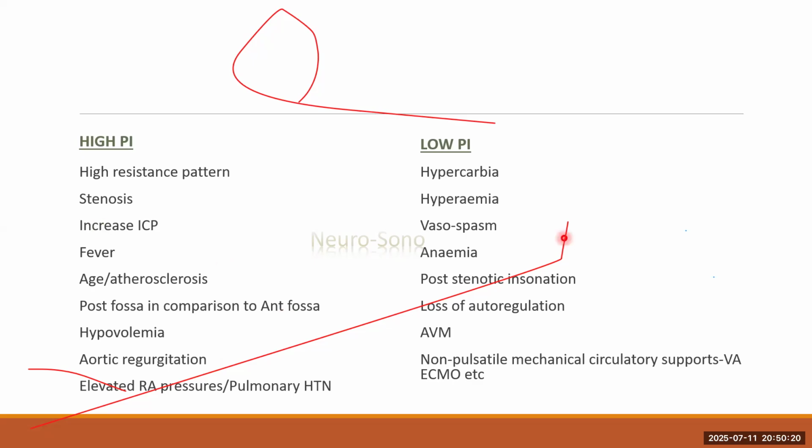Low pulsatility index, again complementary to the high PI patterns, is seen in hypercarbia, hyperemia, vasospastic states, anemia, poststenotic dilatation, loss of autoregulation. If there is an arteriovenous malformation, because there is a shunting of the vascular bed and the vessels directly go into the venous system, and in mechanical circulatory support devices, especially in case of VA ECMO, where we see non-pulsatile to low pulsatile cerebral waveforms.